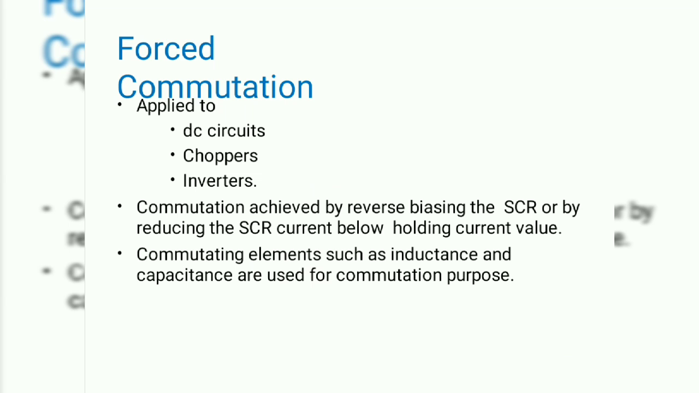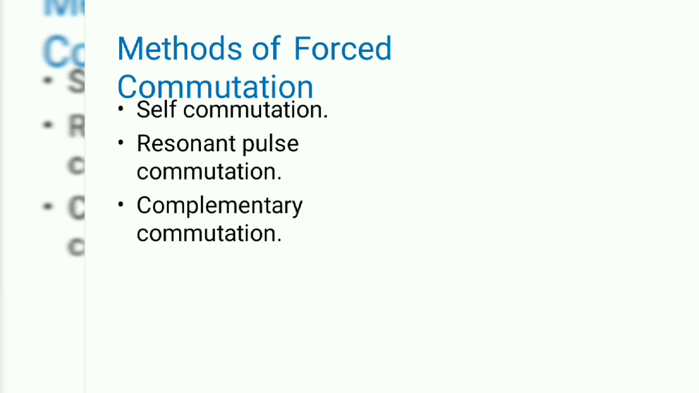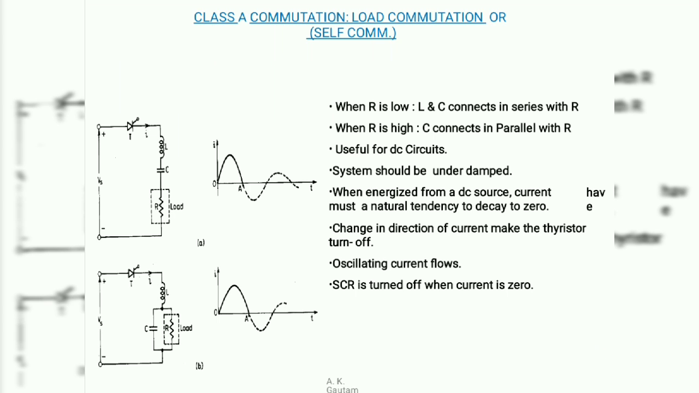Also the voltage across the anode to cathode can be reduced below the applied voltage, and then the SCR automatically turns off. There will be different types: first self commutation, then resonant pulse commutation and complementary commutation.